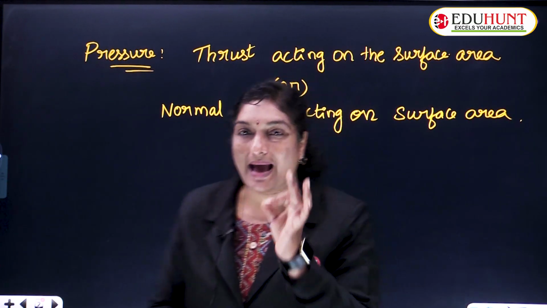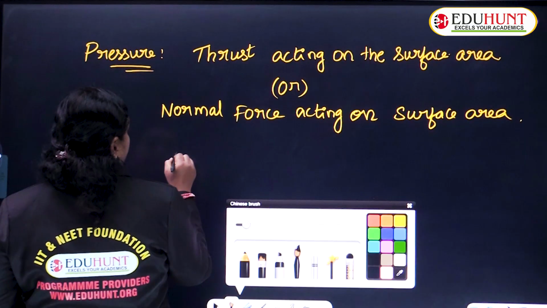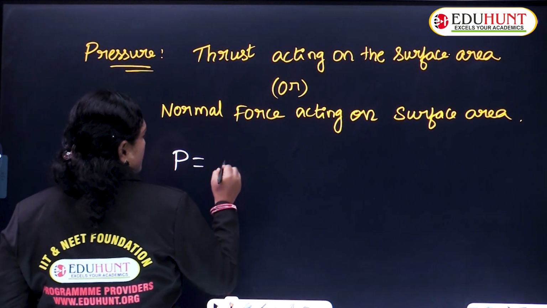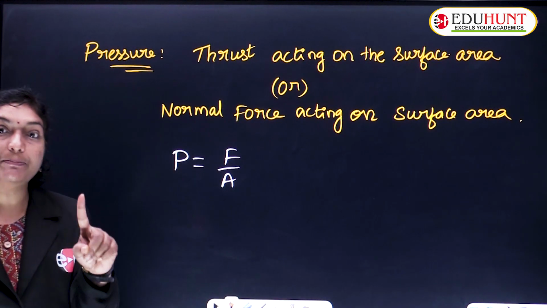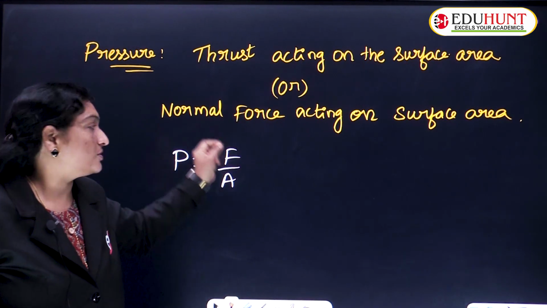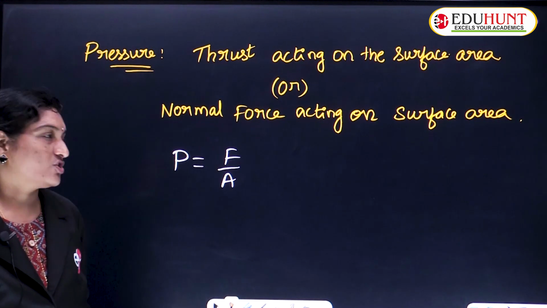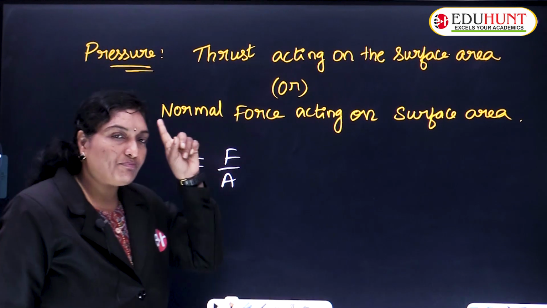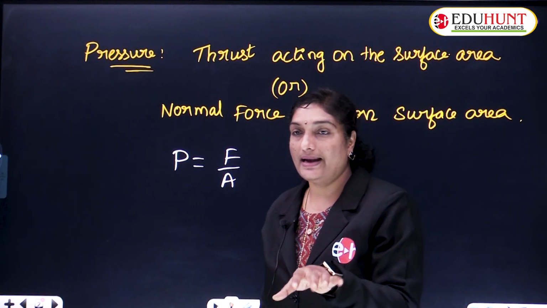So mathematically, pressure P is equal to force upon area. What type of force? Only perpendicular force, normal force. Normal force acting per unit area is called pressure. And remember that it acts in a particular direction, that is only the downward, normal direction.